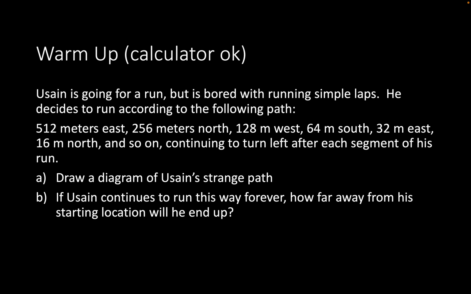He is going to run 512 meters east, then half of that north, then half of that west, then half of that south, and then east, north, west, and south again, continuing to turn left after each segment. We are asked to draw a segment of Usain's strange path, draw a diagram that would represent all the segments, and then if Usain continues running in this pattern forever, how far in total would we actually run? Start this, pause the video, and then look at the solution later.